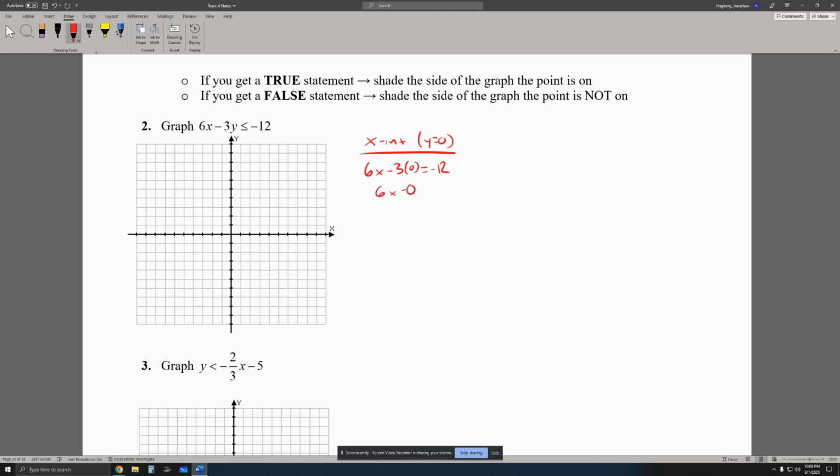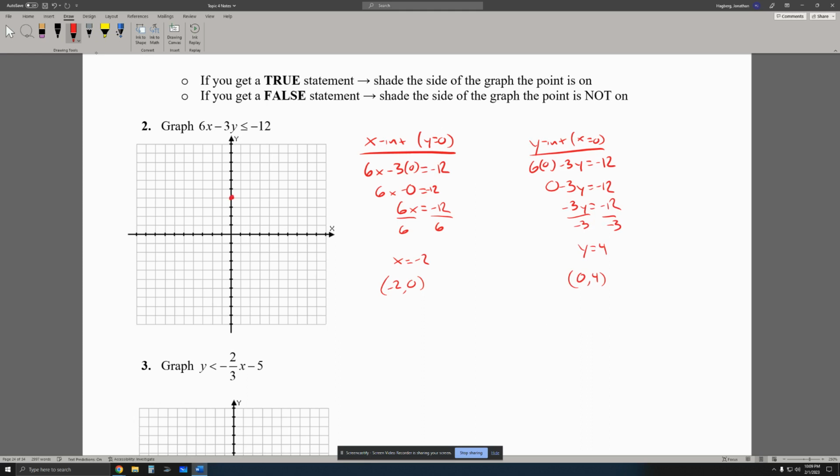So we have 6x minus 0 is equal to -12. And then we get 6x is equal to -12. Dividing both sides by 6, we get x is equal to -2. So therefore, the coordinates for the x-intercept is -2, 0. The y-intercept, as a reminder, is where x is equal to 0. So we're going to plug in 0 in for x, and we're going to solve for y. So we get 6 times 0 minus 3y is equal to -12. We get 0 minus 3y is equal to -12, or -3y equals -12. Dividing both sides by -3, we get y is equal to +4, giving us the coordinates for the y-intercept, 0, 4.